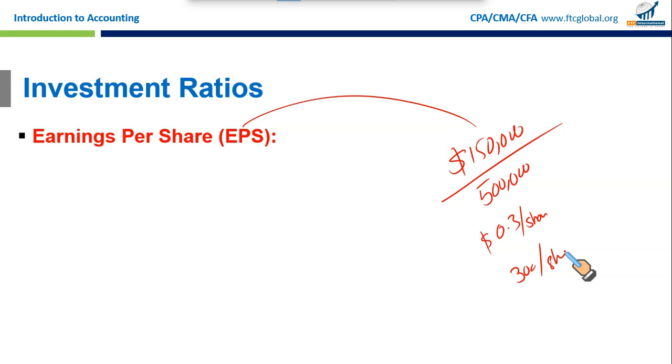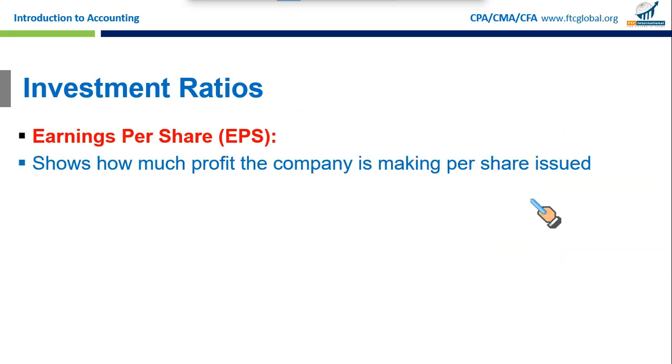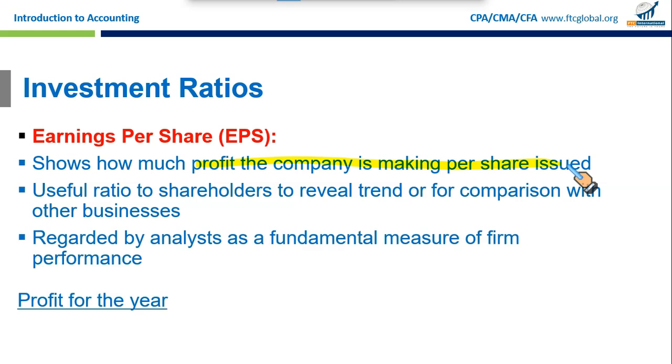So earnings expressed on a per share basis is called earnings per share. It's a very important ratio. I told you it is the only ratio which is standardized and needs to be calculated as per the accounting standard IAS 33. So what does this ratio show you? It shows you how much profit the company is making on a per share basis. This is not the same as dividend per share. This is the earnings over the number of shares. That's how you calculate it: profit for the year divided by the number of shares issued.